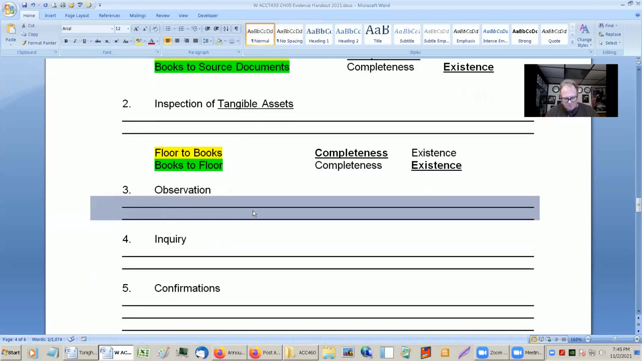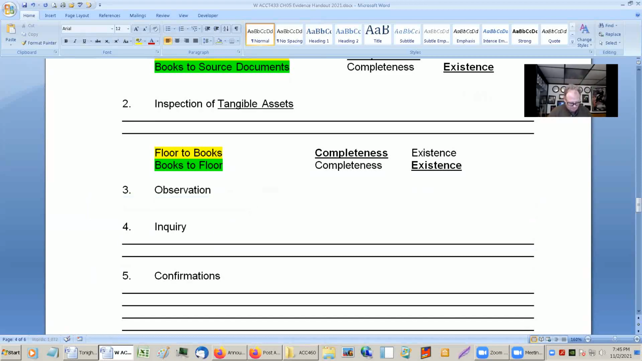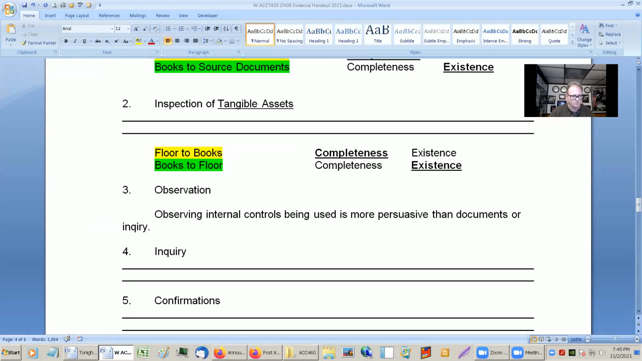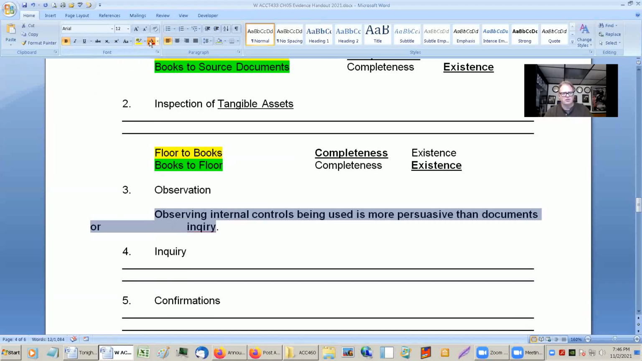Observation. Observing controls being used is more persuasive than documents or inquiry.